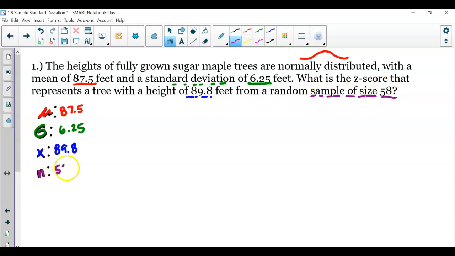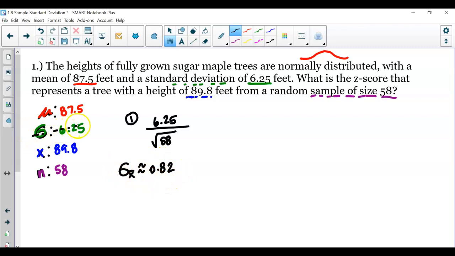So n is 58. First step, if we're working with a sample size, we need to get the sample standard deviation. We can't use the standard deviation of the population. We have to use the sample standard deviation. So we're going to take our standard deviation of 6.25 divided by the square root of the sample size, which is 58. Here we get approximately 0.82. Now here's what I would suggest. Notice how this is the standard deviation for the sample.